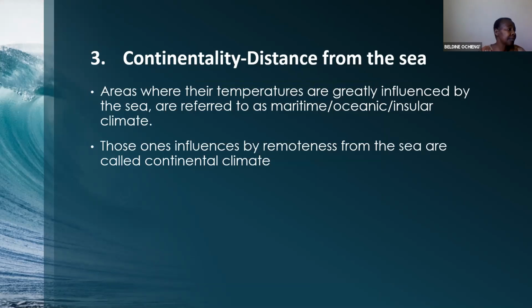Still under that, areas where their temperatures are greatly influenced by the sea are referred to as maritime, oceanic, or insular climate. I hope you've reminded yourselves on the same. Those areas influenced by remoteness from the sea, that is continentality or interior from the sea, are called continental climate. Water body and the interior.